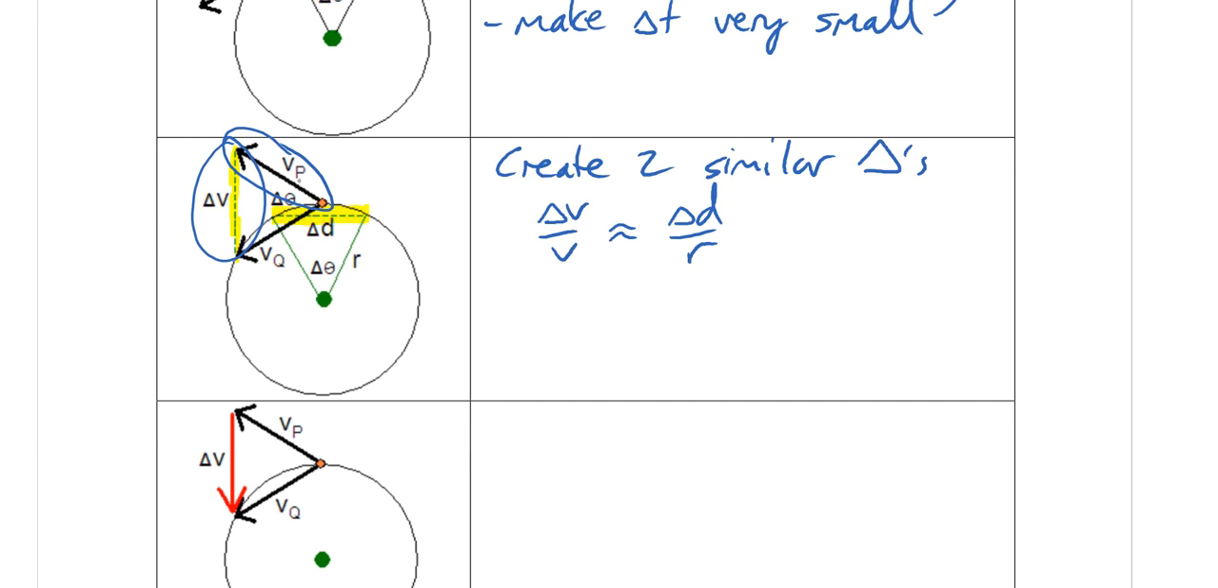I've got my VP, I've got my VQ, and the difference between those two vectors is my change in V. I've got my radius on one side and my radius on the other, and the difference between them is my change in D, or displacement of my object. The ratio between those two triangles needs to be the same because they're similar triangles. So I can change that to an equal sign and rearrange to solve for my delta V. It would be V delta D divided by R.